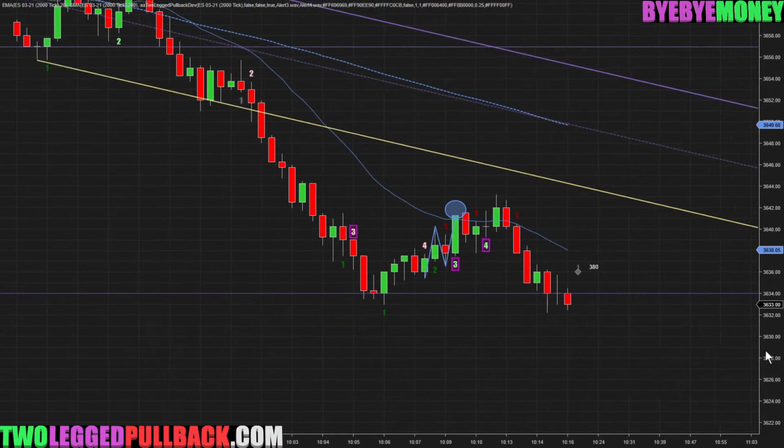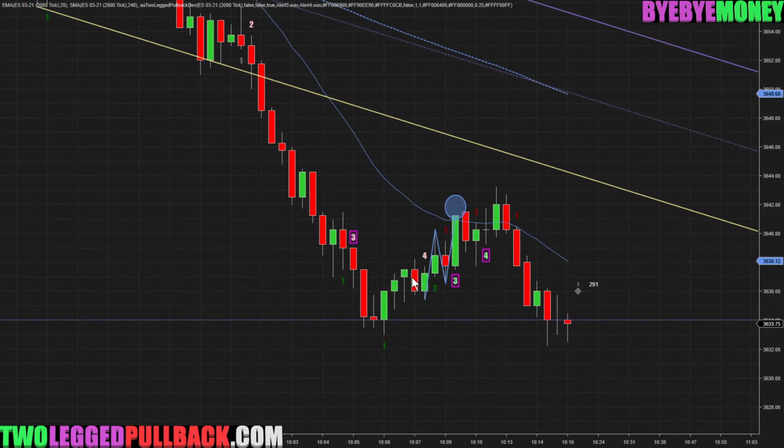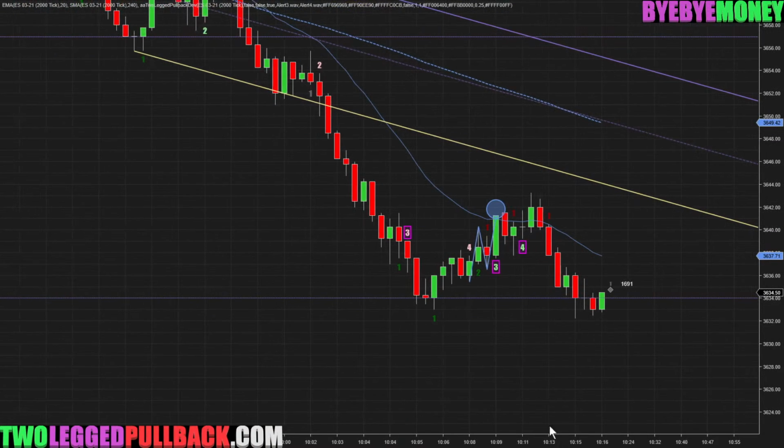I think that gets me a lot. Well, strong bull bar right into the 20 MA. I should have been careful for that. But man, 2 traps in a row like that sucks. That sucks. Truly sucks.